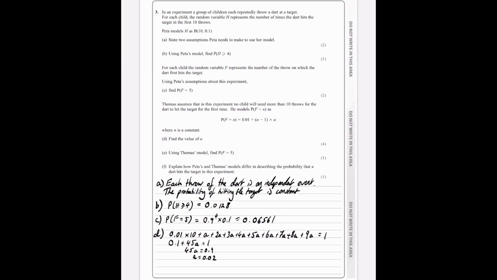For E, probability of F equaling 5, so we just plug 5 into the formula, so 0.01 plus 5 minus 1 lots of 0.02.